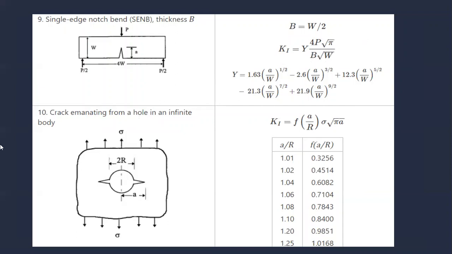And the crack emanating from a hole in an infinite body. So this is a crack emanating from a hole. So it says that the crack is going to grow from the hole. For that one, the stress intensity factor is equal to F times a by R times sigma root over pi a.